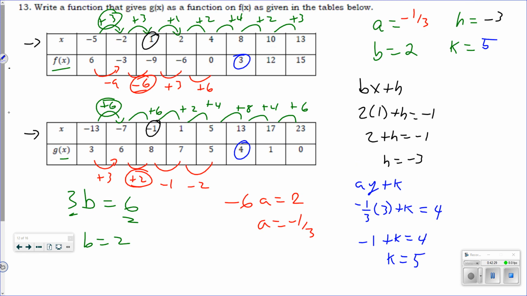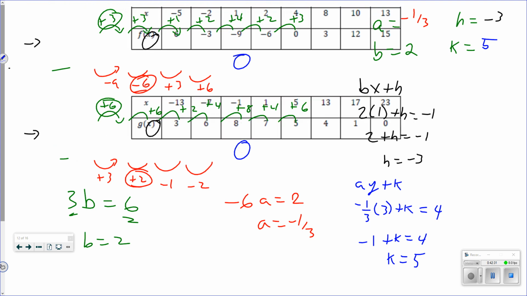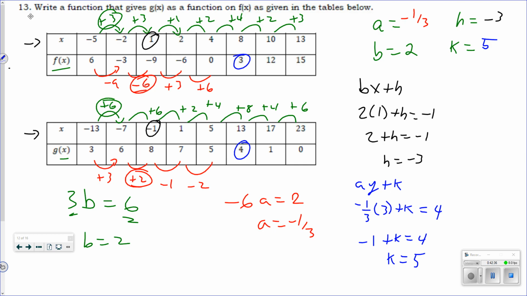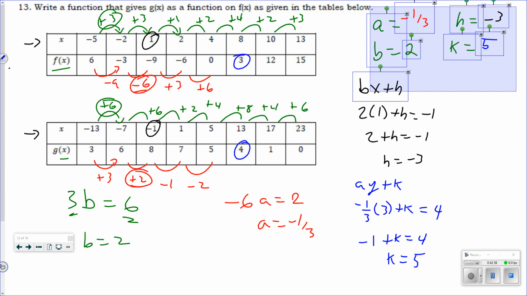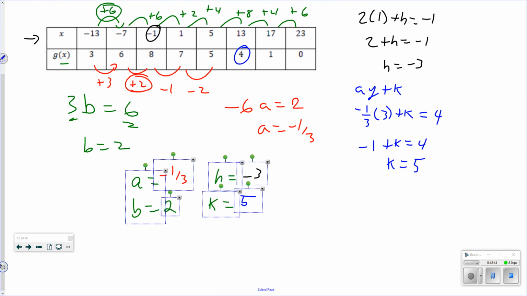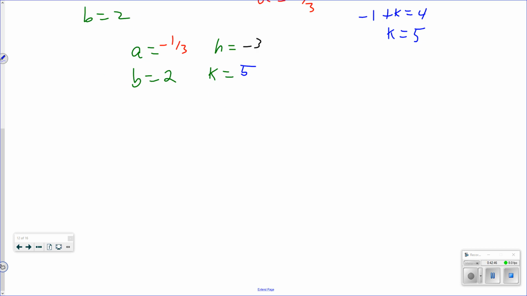So these are your a, b, h, and k. Whoops, wrong thing. All right. So that's my a. There we go. That's what I have. I'm going to put it down here so we can work with it. So I want the formula. That's my a, b, h, and k.